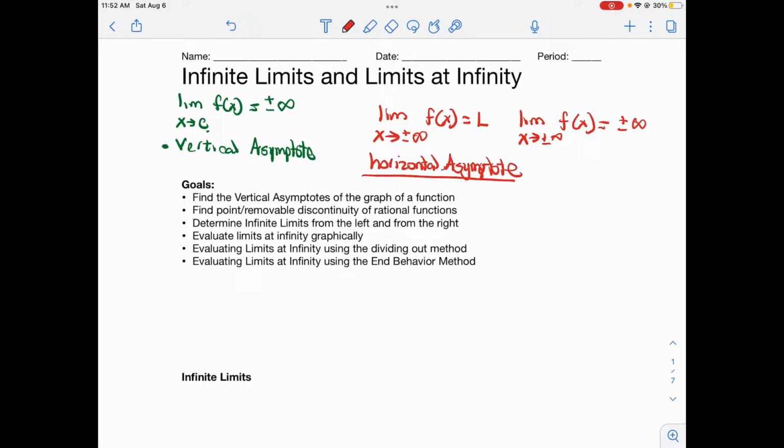And then if you have a limit as x goes to infinity or negative infinity, approaching infinity or negative infinity, so you have a limit at infinity going to infinity, here you're going to have a slant or oblique asymptote. So graphically, infinite limits and limits at infinity tell us about the asymptotes of our function. And that's going to come into play mainly in our third unit, but I'm introducing this topic now.